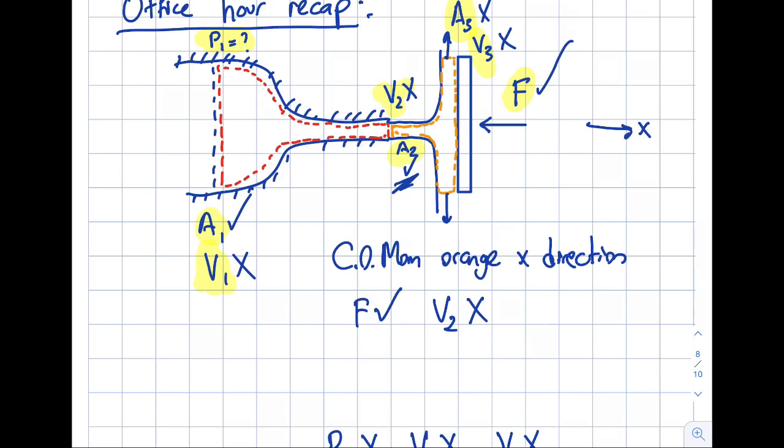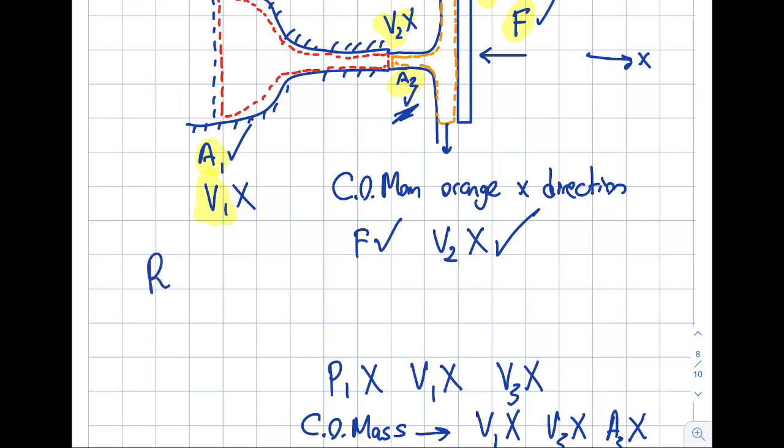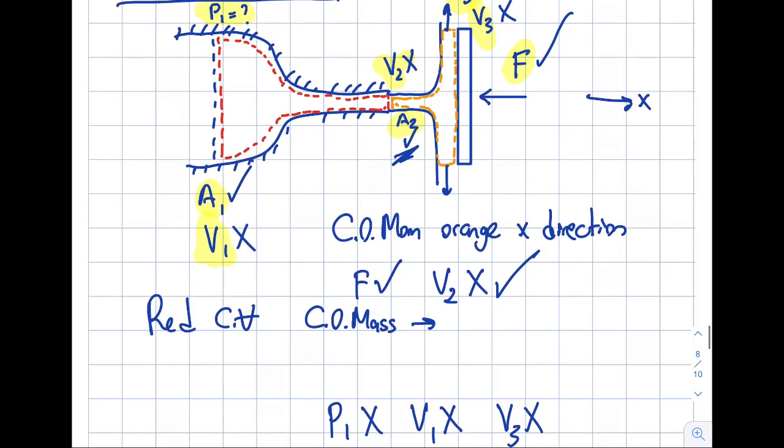So if I use my conservation of momentum in the orange colored control volume, I will be able to obtain my V2 value. Okay, for the red control volume, let's do the conservation of mass and see what happens in here. As you know, I do not know V1, but I know V2 now, I know A2, I know A1, right? So the unknown is V1, so I will be able to find this from the conservation of mass.